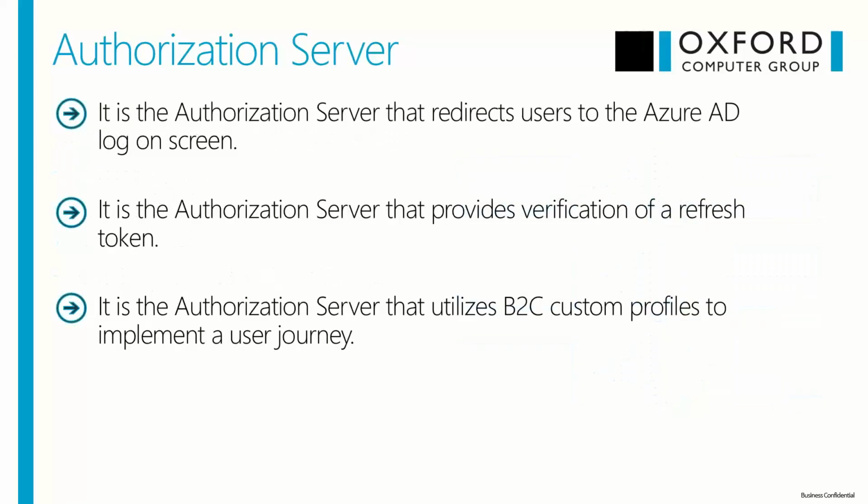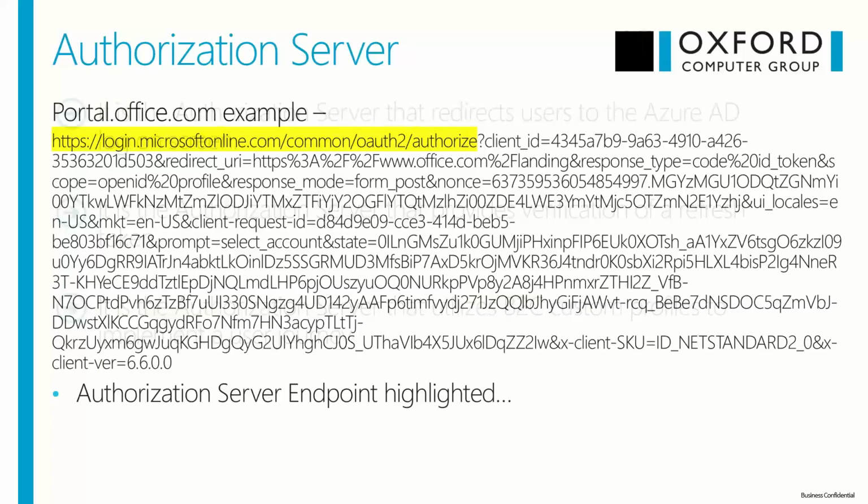And it's this authorization server interface that redirects the user to your AD logon screen. It provides verification of the refresh token, and it is the server that utilizes B2C custom profiles. The authorization server actually utilizes those profiles for the user journey, and if that's successful or not, then it can bring back tokens. Here's an example: if you go to portal.office.com, this is an example of an authorization server endpoint.